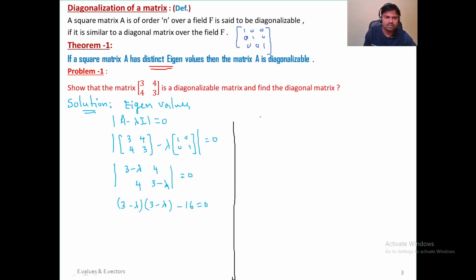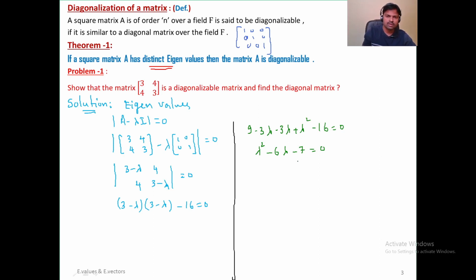So 3 minus lambda, 3 times 3 is 9, minus 3 lambda, next minus 3 lambda, next plus lambda square, and minus 16 is equal to 0. The highest power is 2, so the lambda square term is first, next minus 6 lambda, next minus 16 plus 9, so minus 7, is equal to 0.